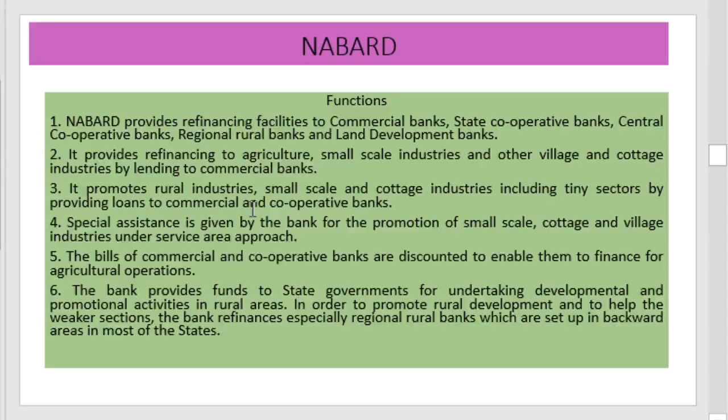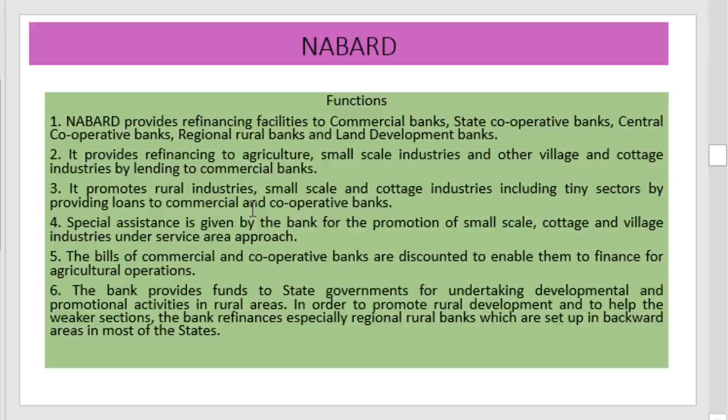Fifth one is the bills of commercial banks and cooperative banks are discounted to enable them to finance the agricultural operations. That is, the bills of commercial and cooperative banks are discounted. The discounting facilities are also among the functions of NABARD.